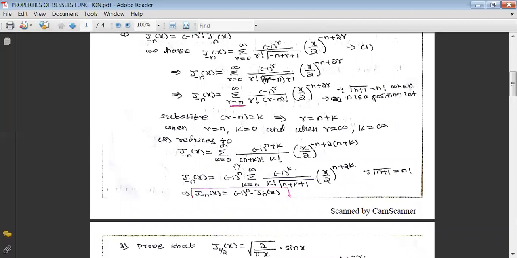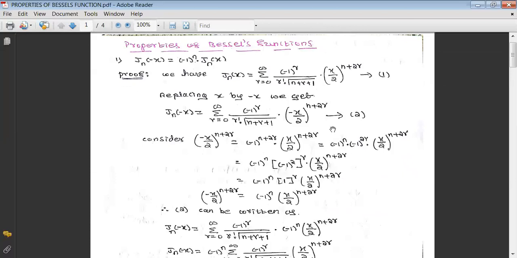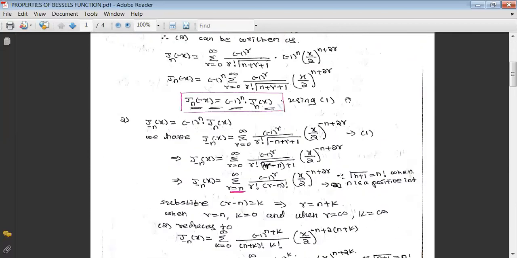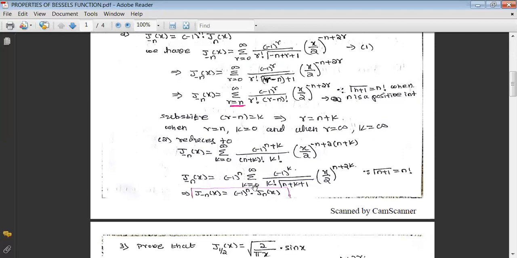And this again results in an expression for J n of x. Earlier, in equation 1 of the previous problem, we had r as a parameter, but in the place of r we now have k. Again, this is an expression for J n of x. That's why we have put J minus n of x equals minus 1 raised to n into J n of x.